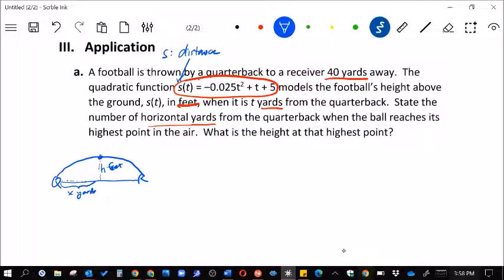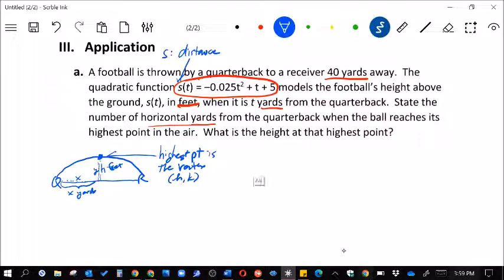So the highest point is the vertex, H and K. What do we do to find this point? If we find that point, that will give us the y value and the x value, which gives us the height and the yards traveled to get to there.